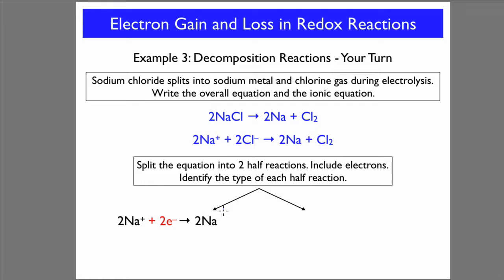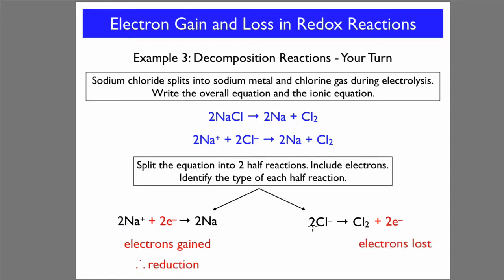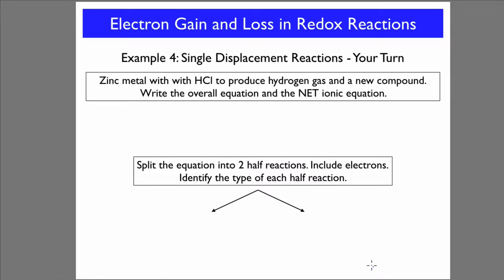So let's have a look at what happens with sodium first. The sodium ion is reacting with an electron to give us sodium metal. And the chloride ions are giving us the molecule and giving up electrons. So this is gaining electrons, therefore it's reduction. And this is losing electrons, therefore it's oxidation. Okay, pause again, have a go.